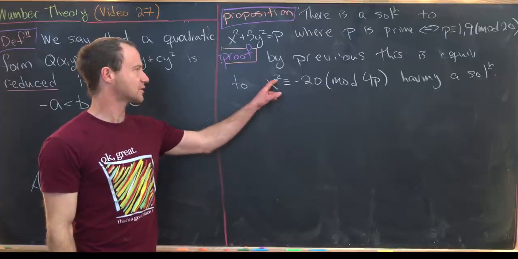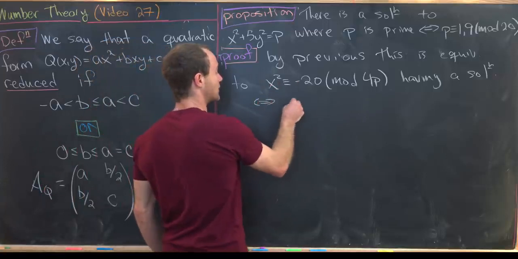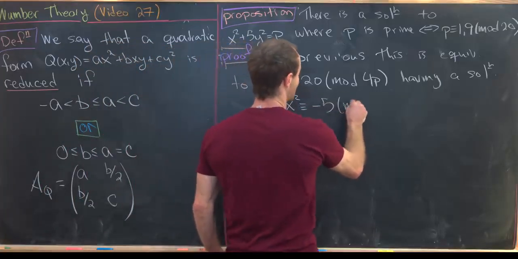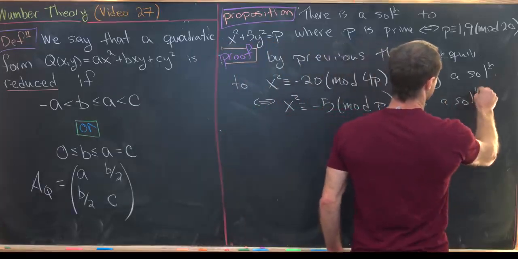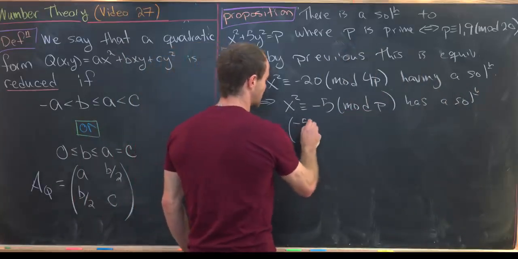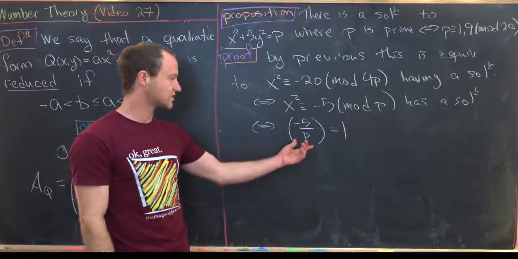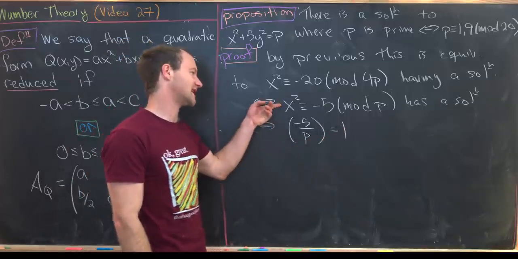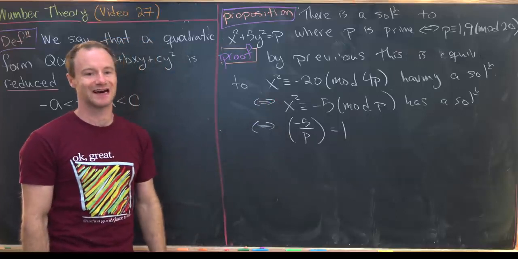But now notice x squared congruent to negative 20 mod 4p has a solution if and only if x squared congruent to negative 5 mod p has a solution. But now notice that's if and only if the Legendre symbol (-5/p) equals 1. Remember, the Legendre symbol is like a yes or no question. If the output is 1, then this type of thing has a solution. If the output is negative 1, then this type of thing does not have a solution.